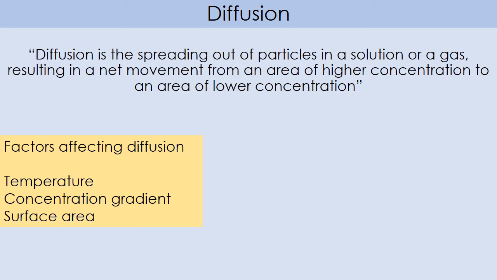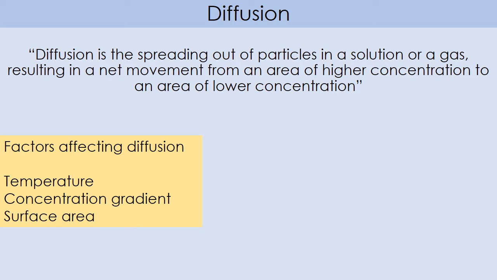Also, if we've got a larger concentration gradient, so we have a large concentration versus a very, very small concentration, diffusion will happen quickly down that as well. If the concentration gradient is pretty flat, so the concentrations of our high and low are pretty similar, diffusion will happen very, very slowly. So if we have a big concentration gradient, diffusion will happen quicker.